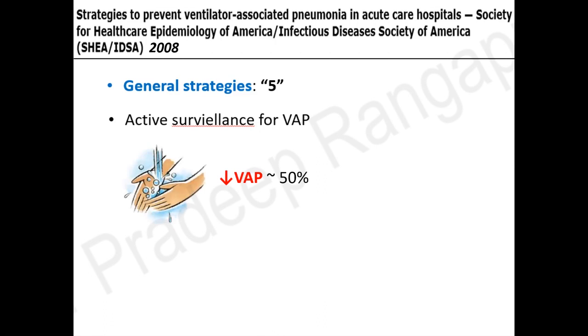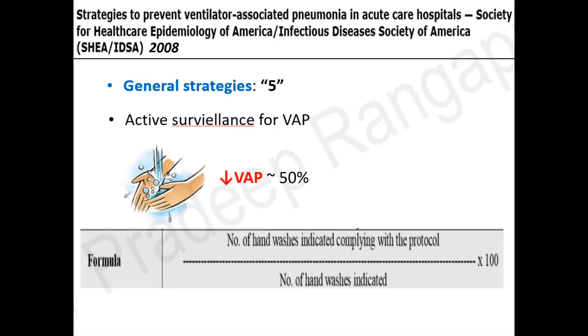It has been shown that in any unit where very good hand hygiene is maintained, VAP rates can be significantly reduced, up to 50%. And there are benchmarks; maintaining good hand hygiene is a quality indicator. The benchmark is that 90% of the time, good hand hygiene has to be maintained amongst all the personnel who are taking care of ventilated patients.